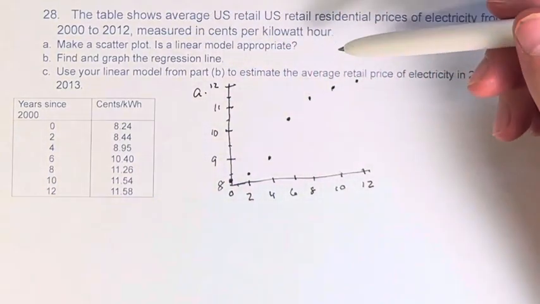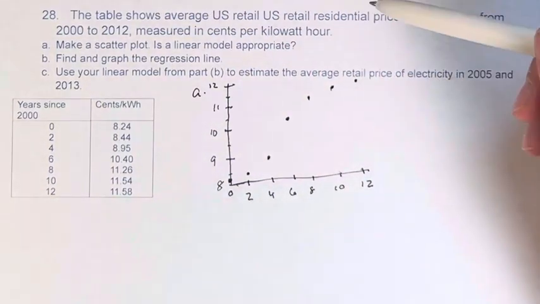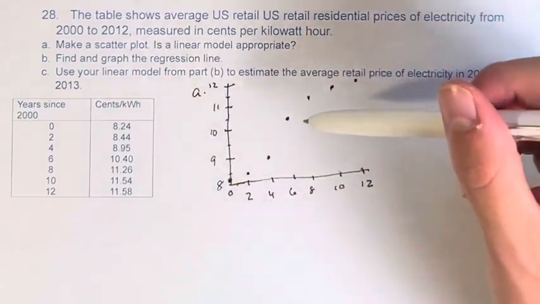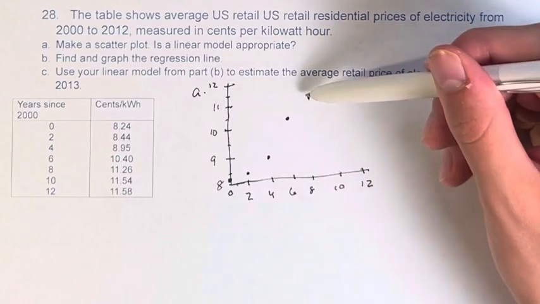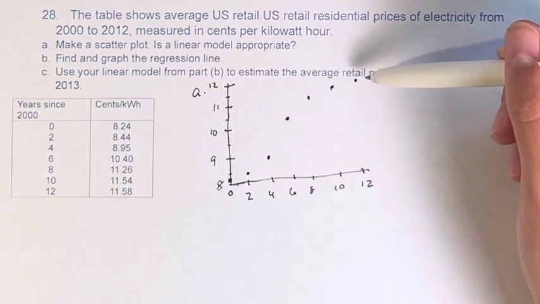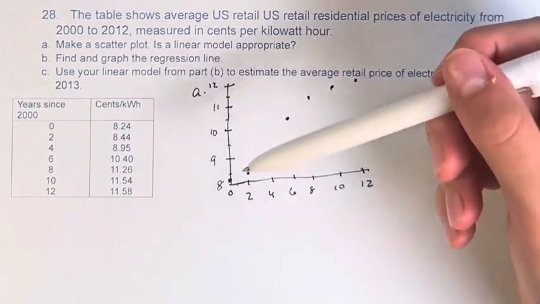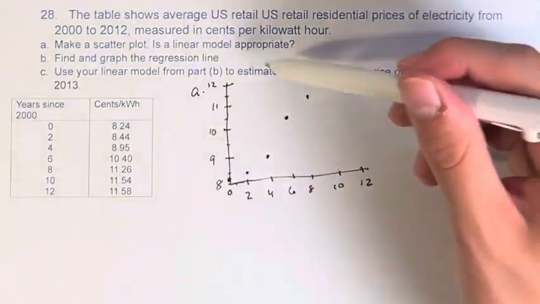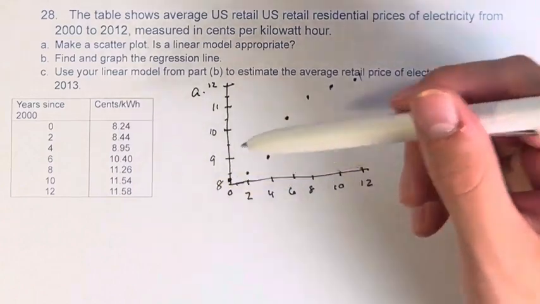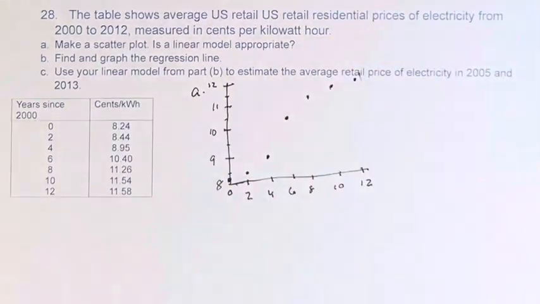So is a linear model appropriate? Honestly, I don't really think so. We have not a super constant rate of change. It's very slow at the beginning, then it increases rapidly here, and then it finishes off at the end. We can get a line to fit, so it's relatively close to all these points. So we are going to continue to do it, but I don't think it's the most appropriate model that we could use here.